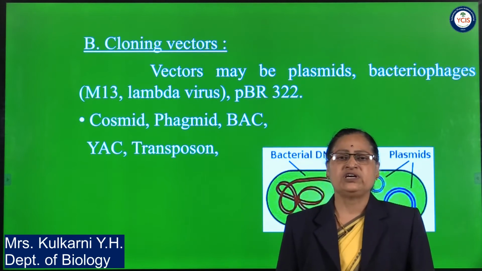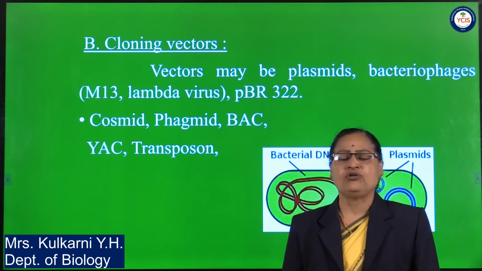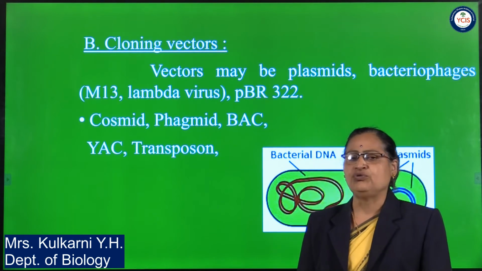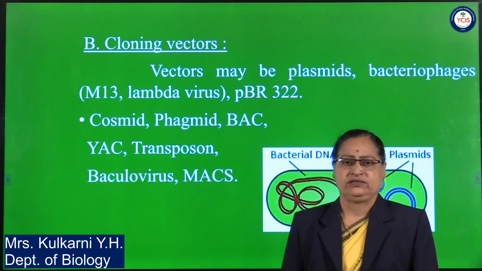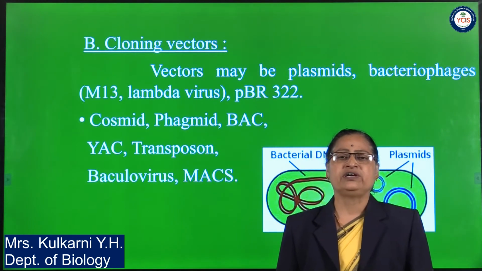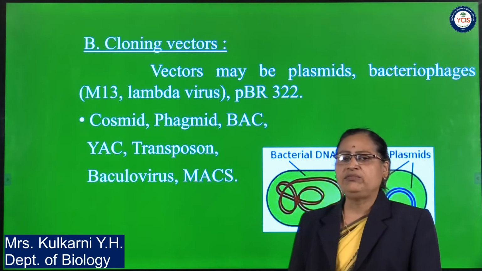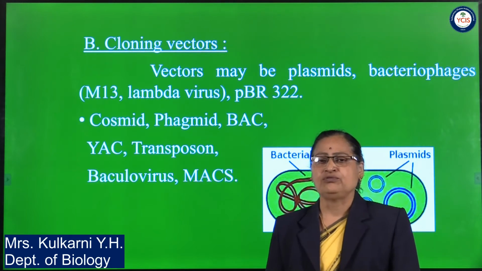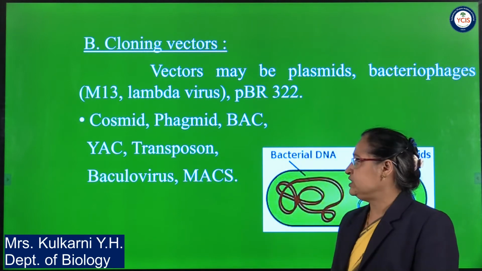Then transposon. What is meant by transposon? These are sequences of DNA that can move to a new position within the genome of a cell. Then baculovirus. Baculovirus is a cloning vector used in case of insects. Then MACs, mammalian artificial chromosomes. So these are the cloning vectors used in rDNA technology.